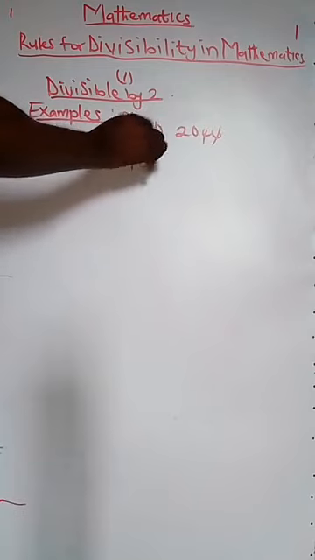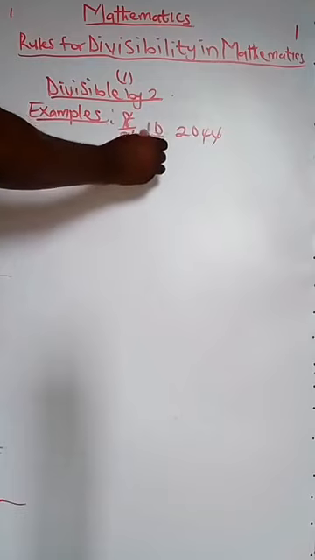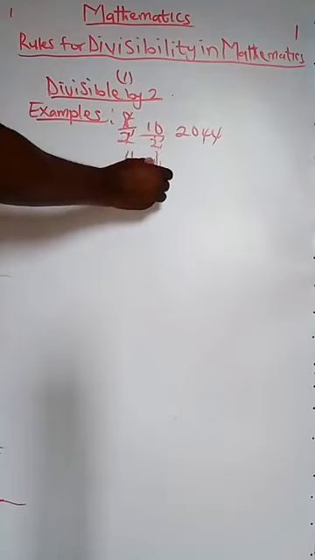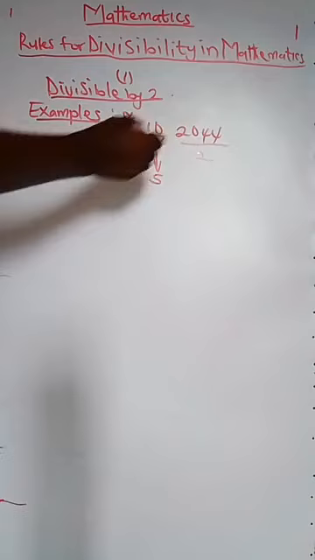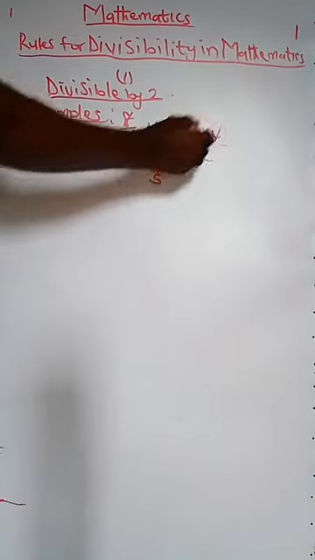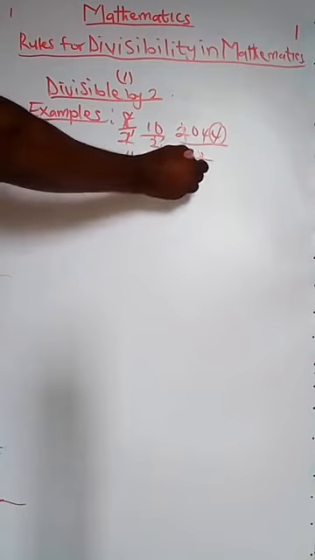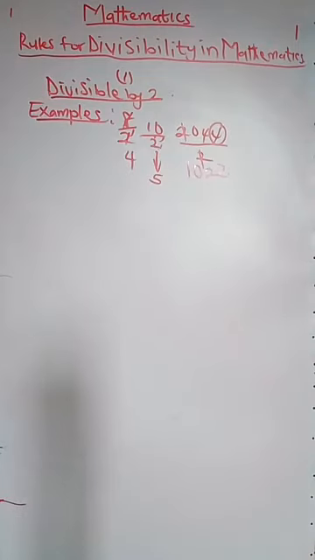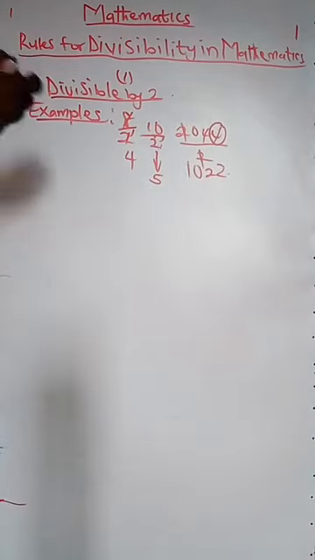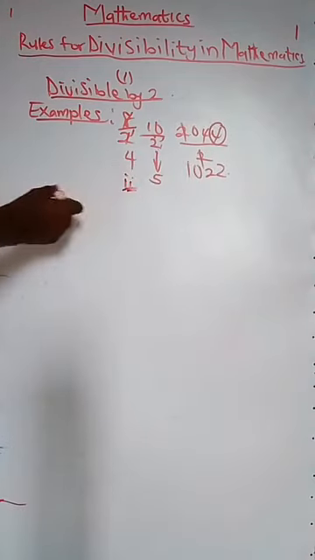This is 10. The last digit is 0. It can be easily divided by 2 to give 5. 2044. The last digit is even. It can be easily divided by 2 to give 1022. That is that about divisible by 2. Let's go to the next one. Divisible by 3.